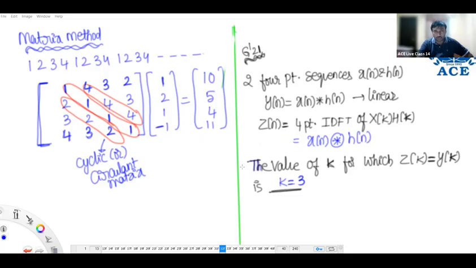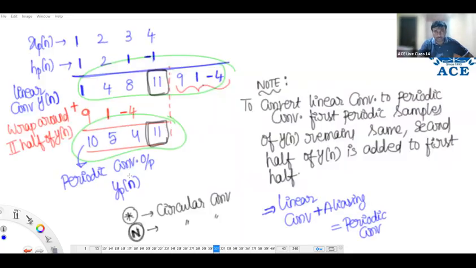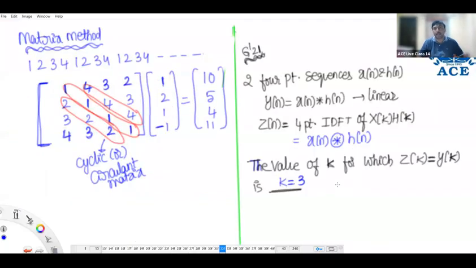I hope everyone understood this. If you compare linear convolution and periodic convolution, both sample amplitudes are equal for which index? This is 0, 1, 2, 3, and this is also 0, 1, 2, 3. At 3, the answers are equal. Correct or not?